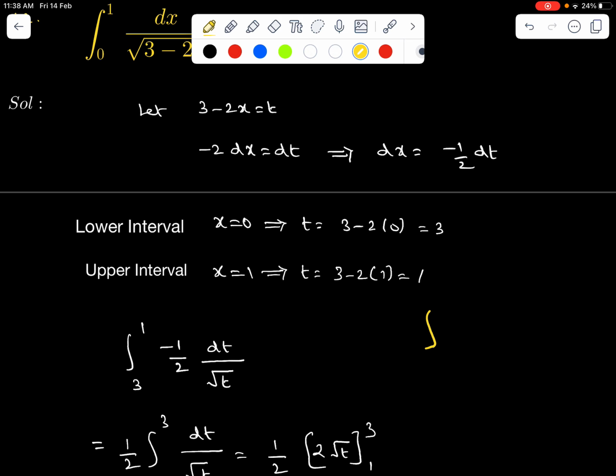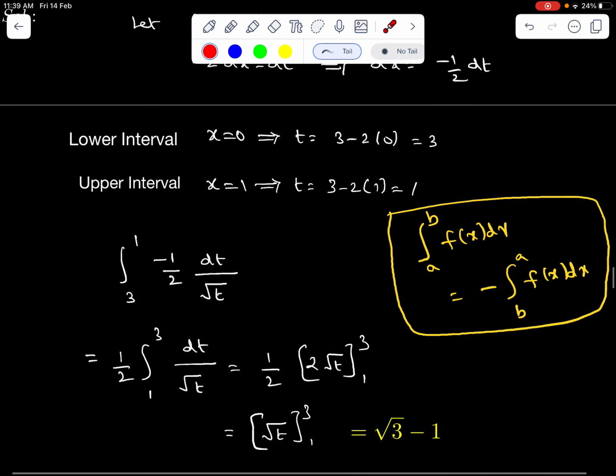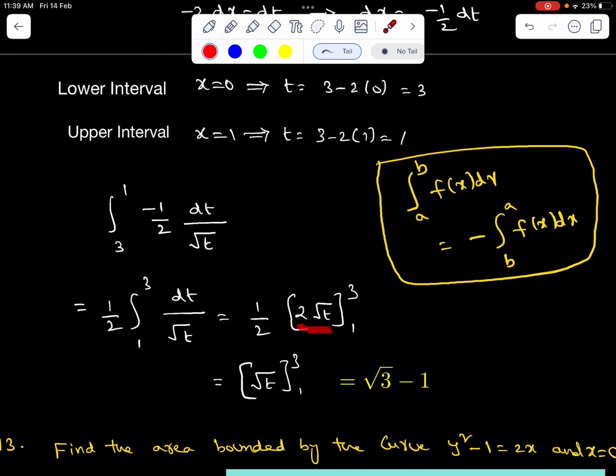Suppose I write here one formula: integral a to b f of x dx is equal to minus integral b to a f of x dx. This is one of the important formulas you can observe here. Therefore, the intervals are changed. Therefore, 1 by 2, 3 and 1 changed. Here lower interval 1, upper interval 3. Therefore, minus is positive, dt by root t. Integral 1 by root t is equal to 2 root t, from 1 to 3. Therefore, the answer is 3 minus 1.